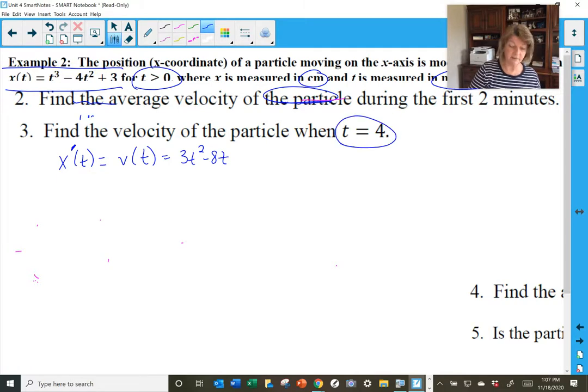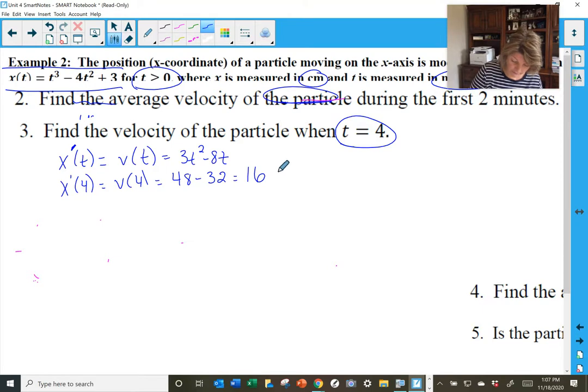Examine it at time 4. So x prime of 4 is v of 4, which is 3 times 16, 48 minus 32 gets me 16. And velocity is a rate of change of position, so it's going to be centimeters per minute. It's a rate. Number 4.